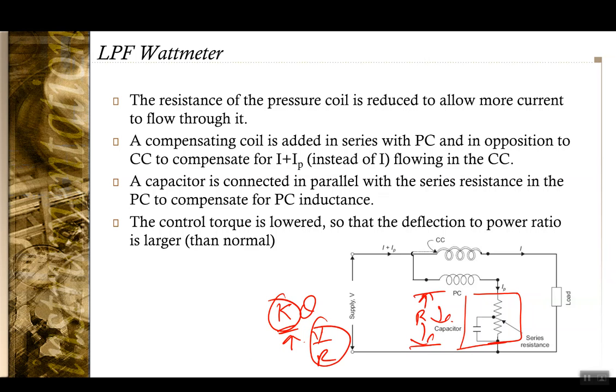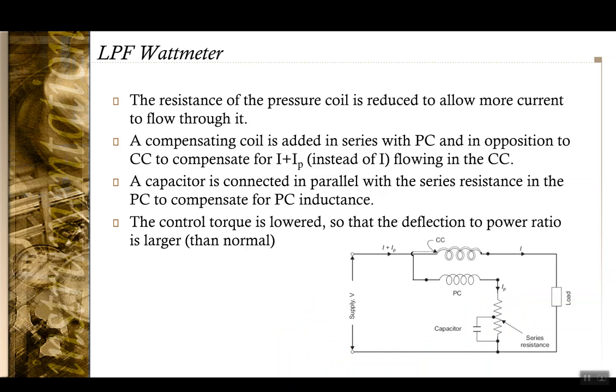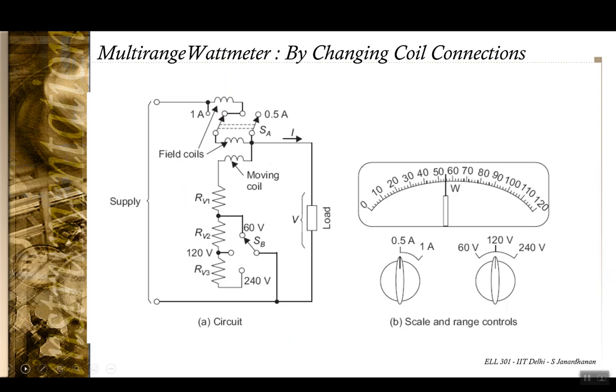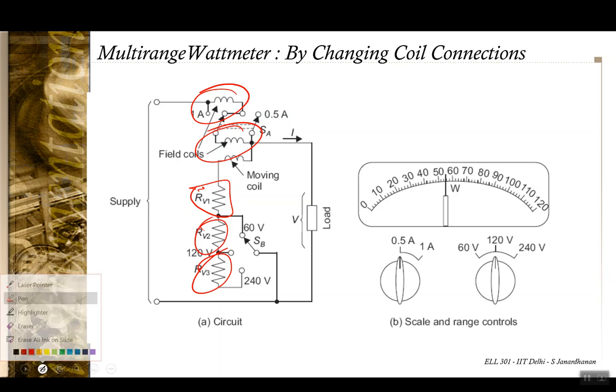Okay, so with all these effects, you can make the low power factor (LPF) instrument work with more efficiency, more accuracy and more sensitivity. And as an engineer, you would like to extract the maximum out of any particular instrument to be designed. So by having multiple choices for the current coil connections and the pressure coil connections, you can operate the same wattmeter, the same instrument, over multiple ranges. You would have seen such an application in the lab also, where you have multiple choices for your connections.